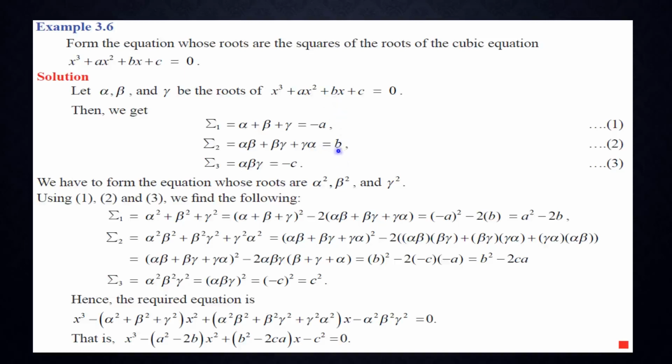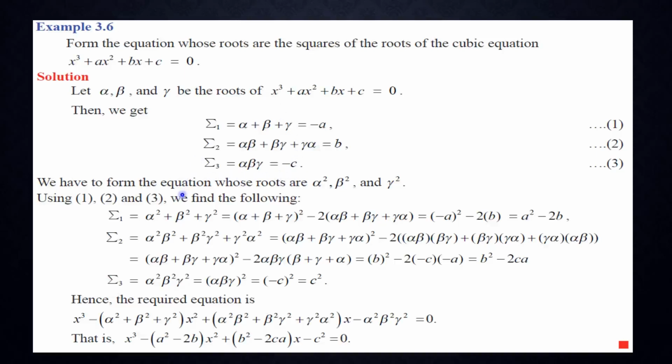Okay, so b alone. Then summation 3 means product of the roots. That is alpha, beta, gamma. That formula is minus d by a. Here instead of d we are having c. Here instead of a we are having 1. So minus c alone as the answer.